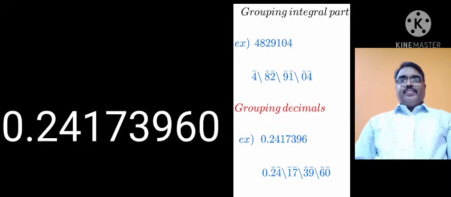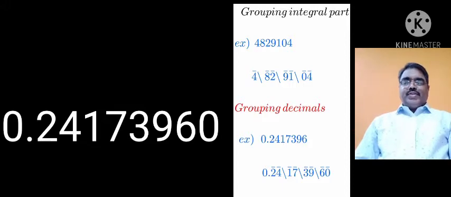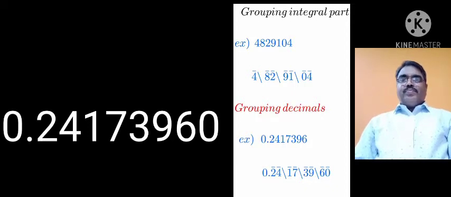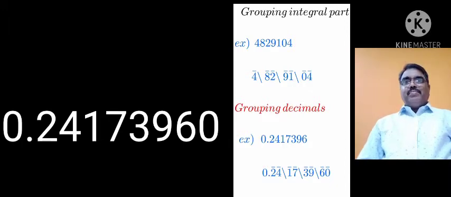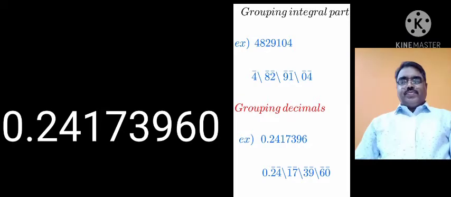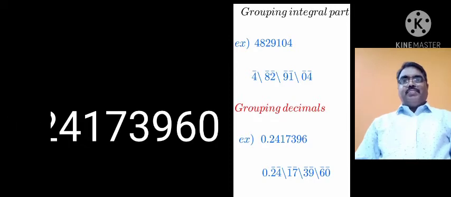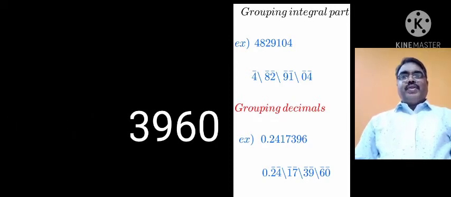Let us see the way of grouping the decimal number. Here, starting from the decimal point, making 24 as one group, 17 is another group, 39 is another group, 6 is remaining. At the end of the decimal number, you can take any number of zeros. So by taking 0 to the right side of 6, you can make 60 as one group. This is the way of grouping the integral part and decimal part before finding the square root of the given numbers.